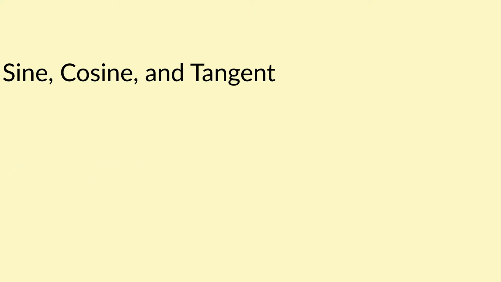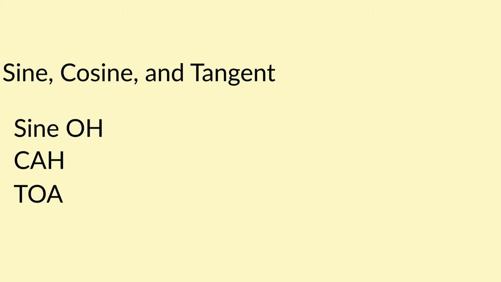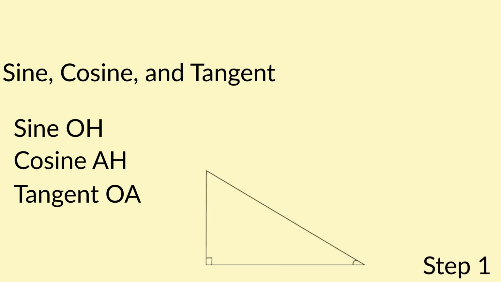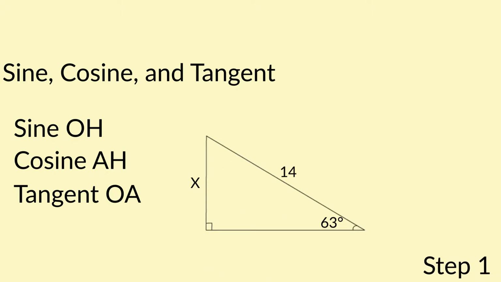Before getting into steps, you need to remember SOH CAH TOA. As you can see, it represents sine, cosine, and tangent. Alright, let's get into step 1. First, you need to find the adjacent, opposite, and hypotenuse. The hypotenuse is the easiest part to find, as you should know the basics of triangles.